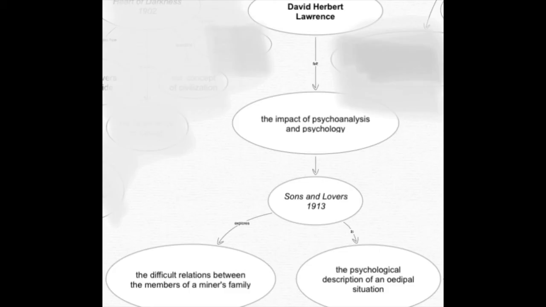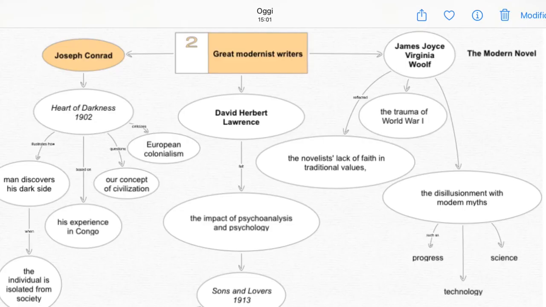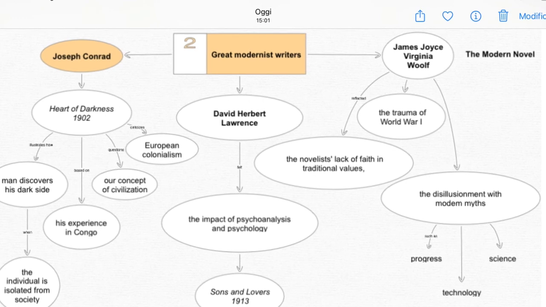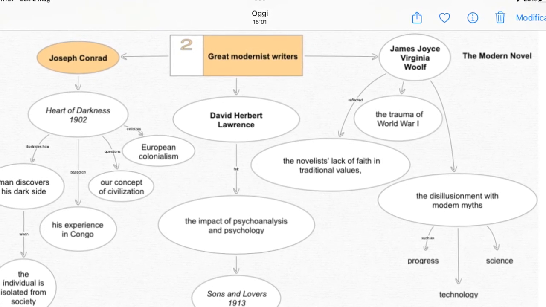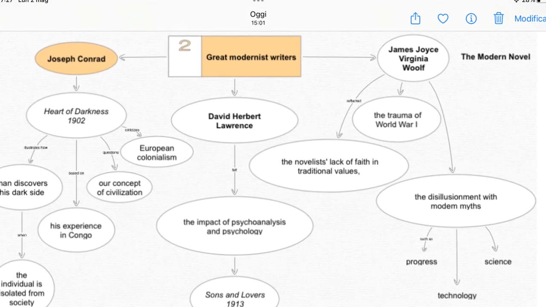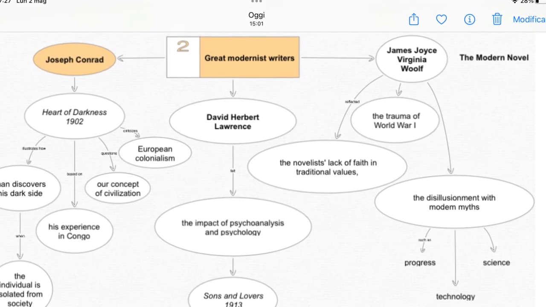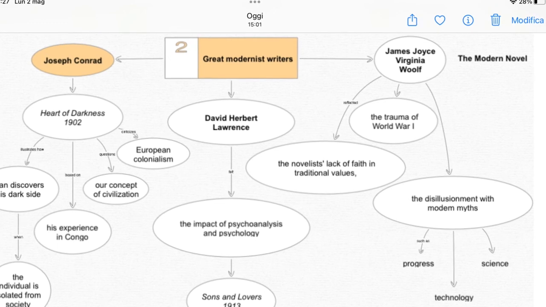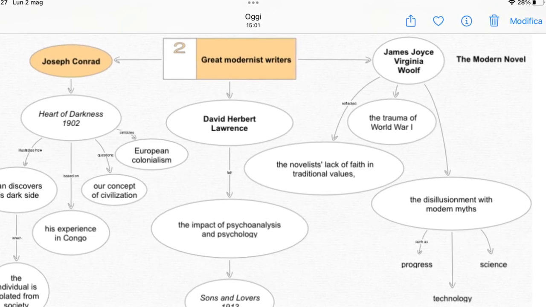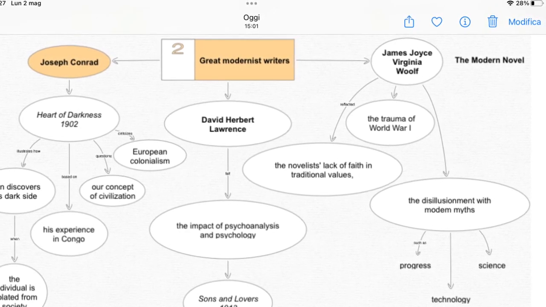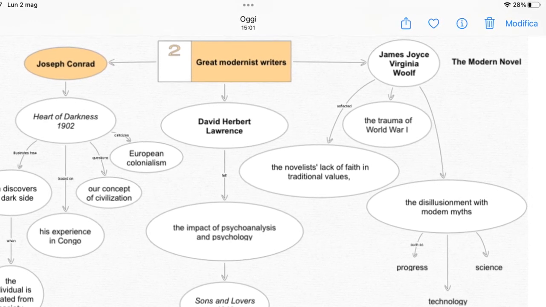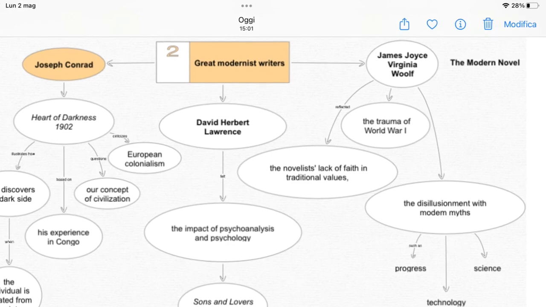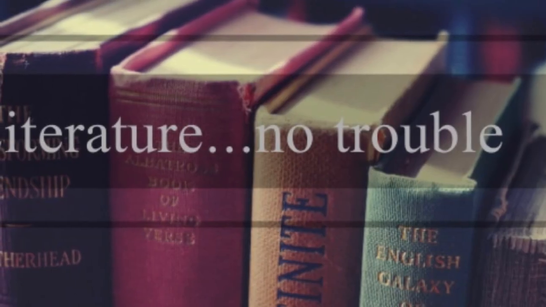David Herbert Lawrence was influenced by psychoanalysis and psychology, particularly in his 1913 novel Sons and Lovers. The book is about the difficult relationships between members of a miner's family. It is about the psychological portrayal of an Oedipal situation, but it's also a realistic representation of life in provincial northern England. Well, that's my take on modernism.